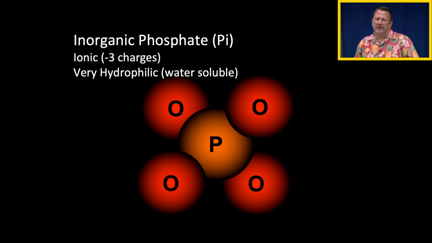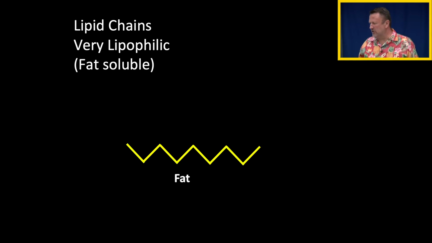All right, so you remember that inorganic phosphate that we talked about in the last lecture with those 3 negative charges. It is very hydrophilic, very water soluble. Phosphate is very water soluble and attracted to water. Fats, on the other hand, are nonpolar and they are hydrophobic. They do not like water, meaning lipophilic. They like fat. Hydrophobic and lipophilic mean the same thing. There's a few people out there that say there's a difference, and we're going to ignore them for this course. Lipophilic and hydrophobic are the same thing.